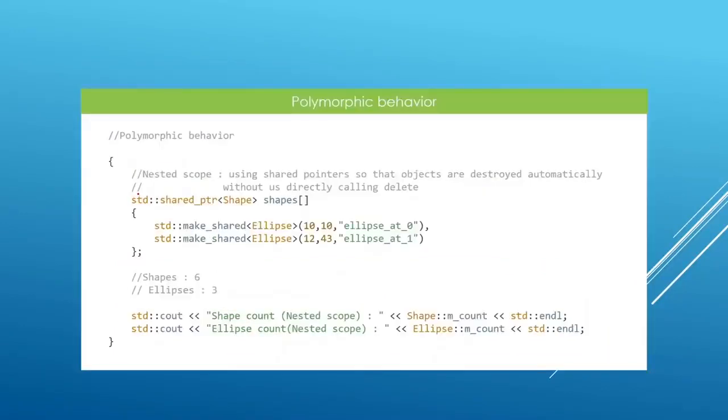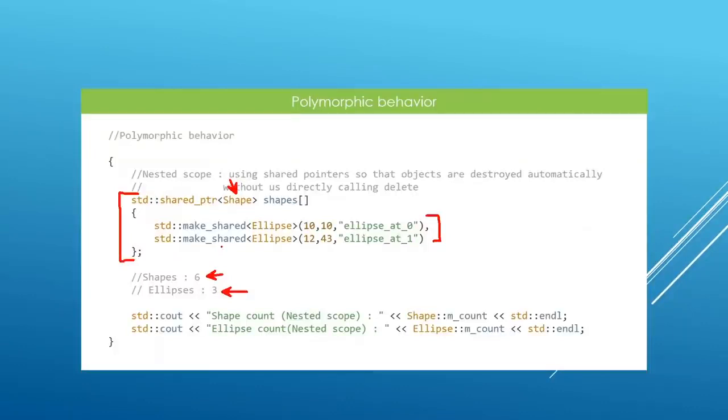Now we can also go on and create a bunch of other objects here. We are going to store them in this array, which is going to be storing shared pointers to shape, and we're going to store in derived objects. This is the syntax we can use to do this. And the moment we do this, we're going to get 6 shapes because in total we really have 6 shapes, but 3 of those shapes are going to be ellipses. And if we try to print the ellipse count, we're going to see that we have 3 ellipses in our C++ program, and this is going to do what we want.